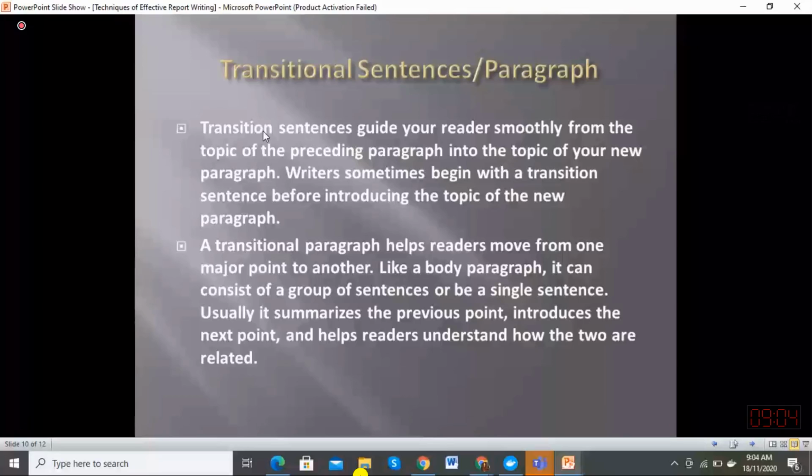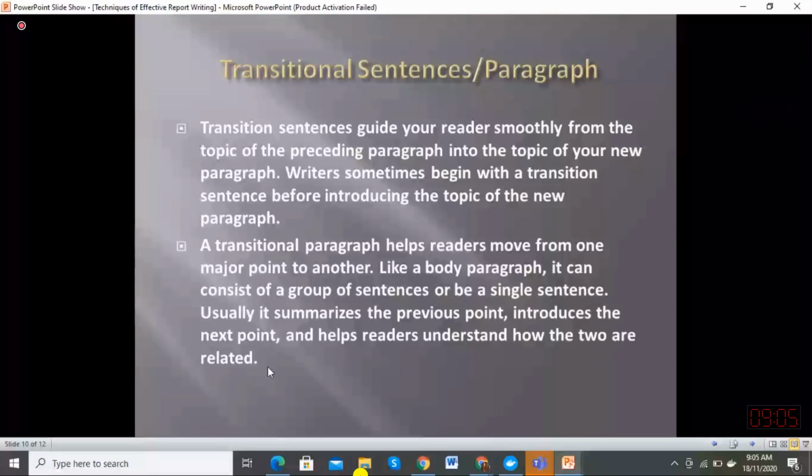So transitional sentences help readers to move from one major point to another. Usually, the most important part is discussed. It summarizes the previous last sentence and introduces the next point and helps readers to understand how the two are related. So this is a smooth transition from one point to another, and then they will be joined by the linking sentences. So this is the difference between transitional sentences and linking sentences: when there is a very smooth transfer from one point to another, the linking sentence will make connections between these two.